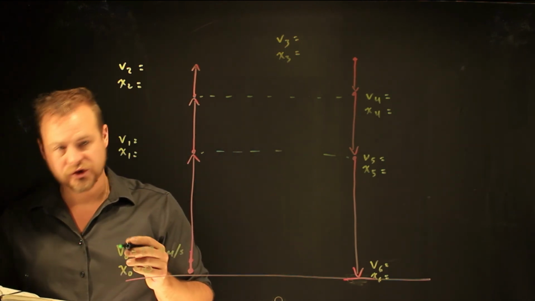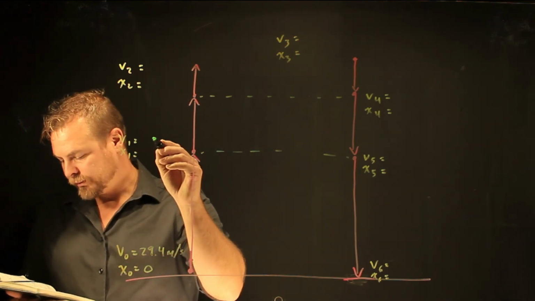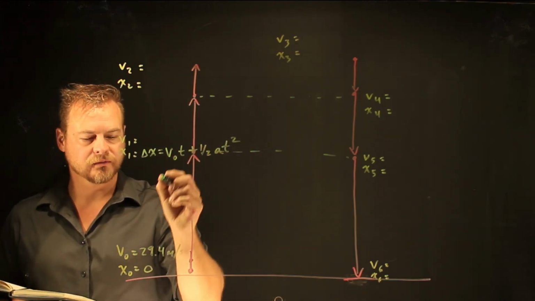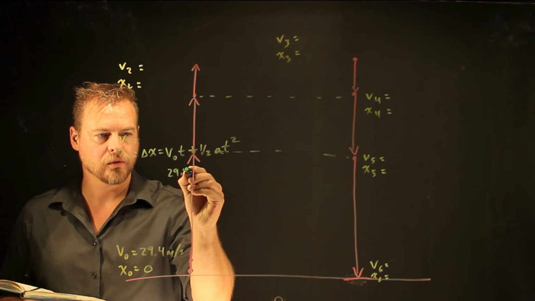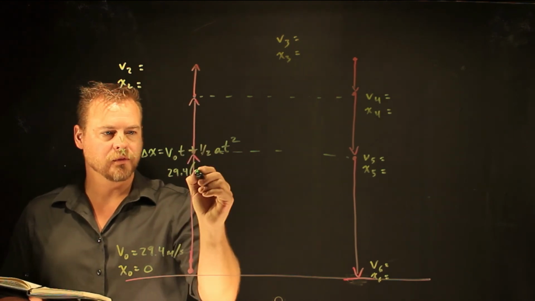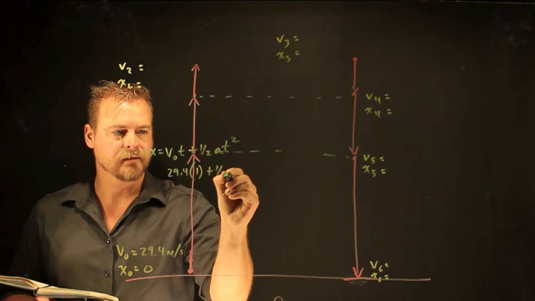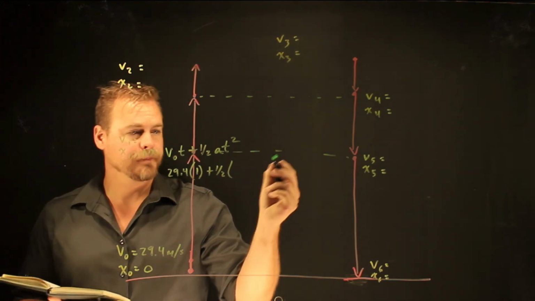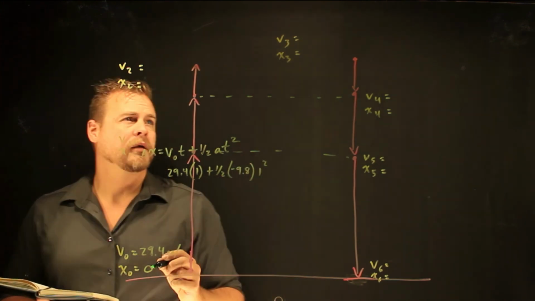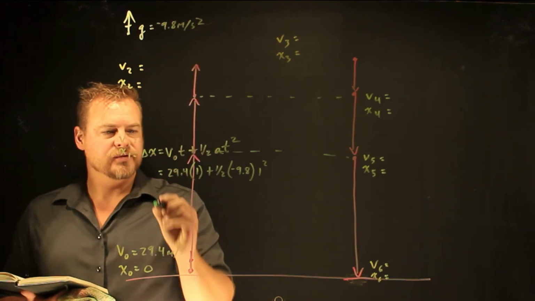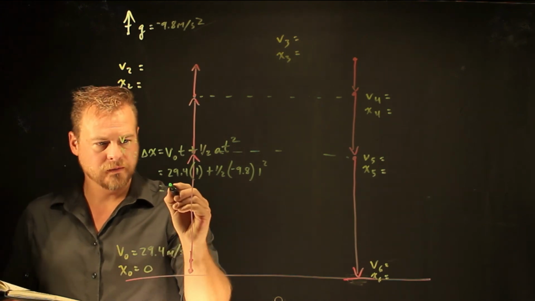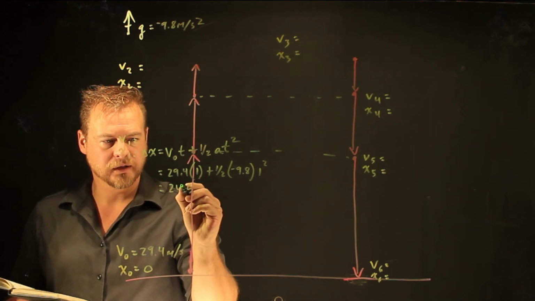Now we're going to use some of the kinematic equations to show what's going on here. So position. What I usually use for position is the delta x. And so my initial velocity of 29.4, and I've been moving for 1 second, plus 1/2 of 9.8 meters per second squared. In this case, it's going to be negative. And so my position at point 1 is going to be 24.5 meters.